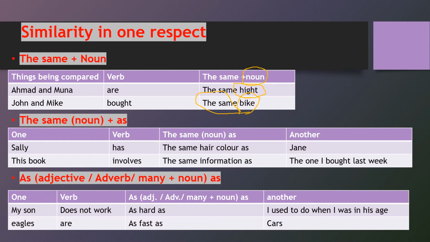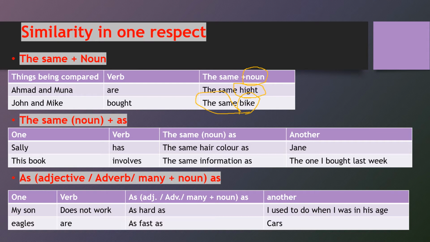Okay, and the next one is a comparison degree, or it's not a comparison, it's also comparing stuff. So the structure of the next one has as, okay? Between the two as's, you can insert either an adjective, an adverb, or many plus noun, for instance. My son does not work as hard as I used to do when I was at his age. Eagles are as fast as cars.